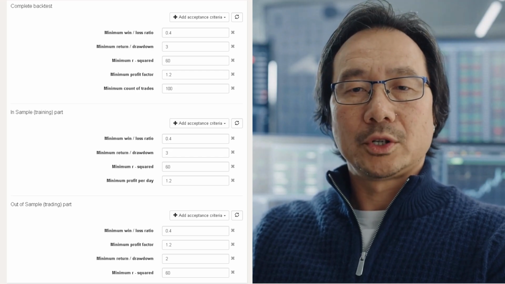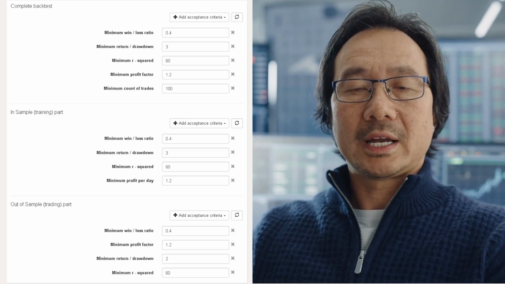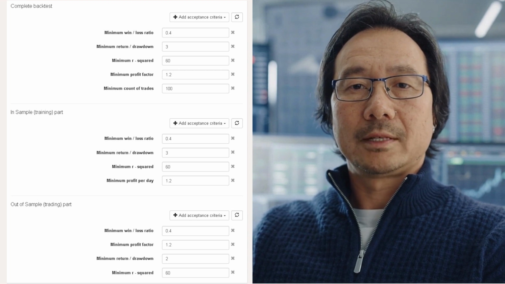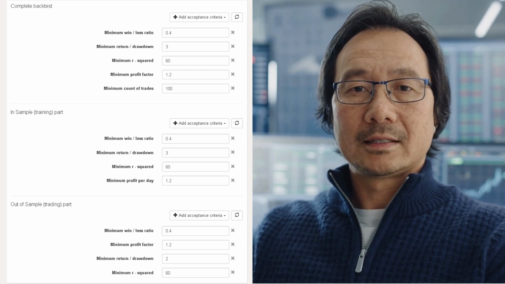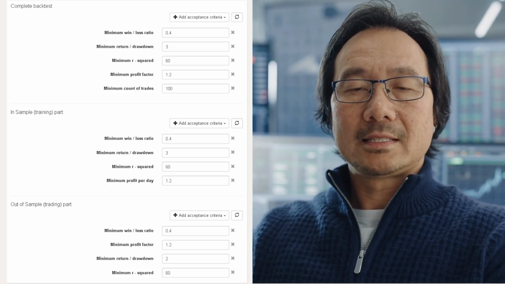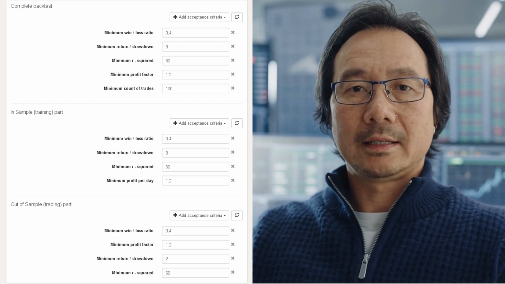Profit factor 1.2 plus. I don't need crazy numbers, but I do want more than break even with commissions. 1.2 is a realistic floor, not a dream. R squared 60 plus. This is about the shape of the equity curve. I don't want a random zigzag that just happens to end slightly up. I want a reasonably smooth trend.